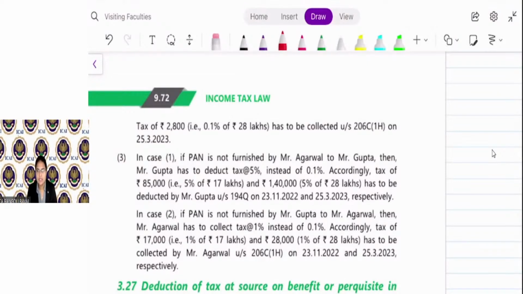And in the second case, if Mr. Gupta has not furnished his PAN to Mr. Agrawal, then Mr. Agrawal will collect TCS at the rate of 1%. In the case of TCS, the higher rate is 1%. In the case of TDS, the higher rate is 5%. Everyone clear with this? Just go through this section. If you have any doubt, just let me know. We have completed the two provisions 194Q and 206C(1H).